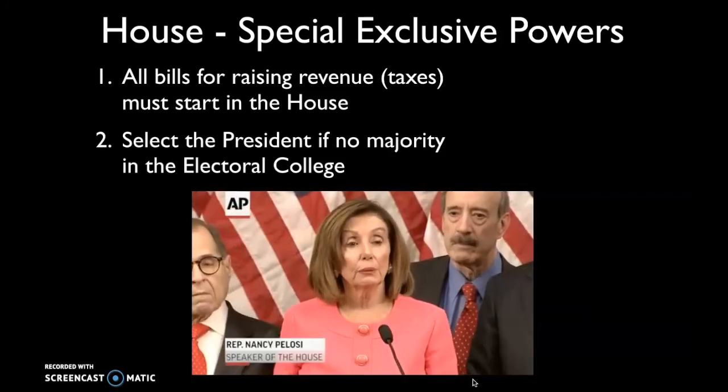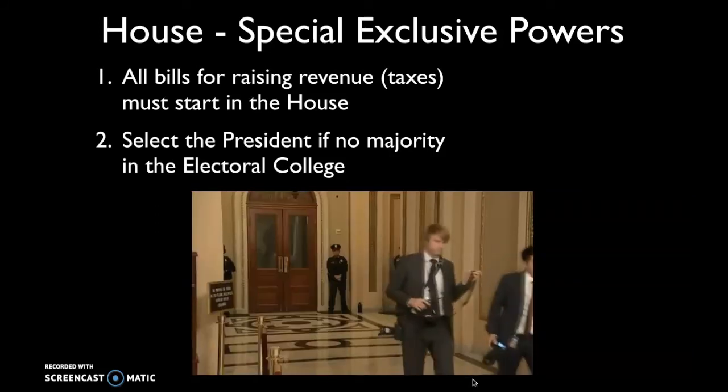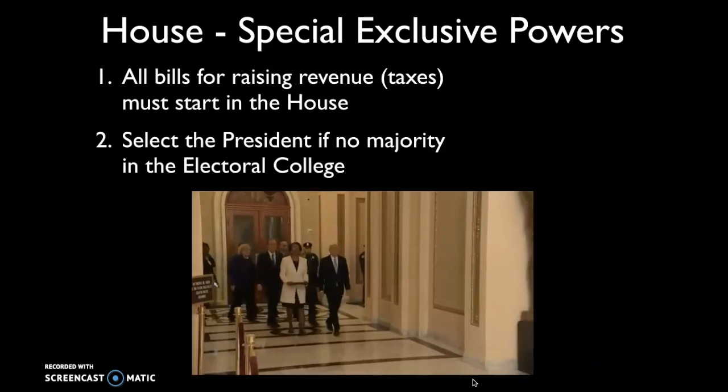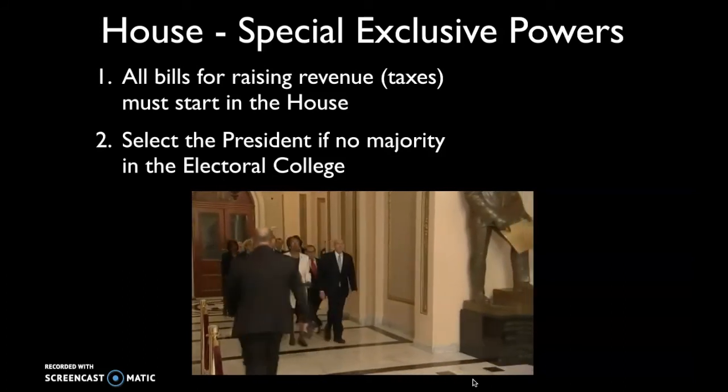Today, we will make history, delivering articles of impeachment against the President of the United States for abuse of power and obstruction of the House.